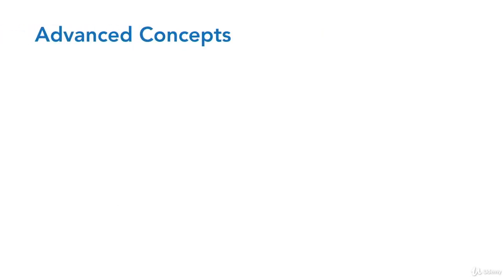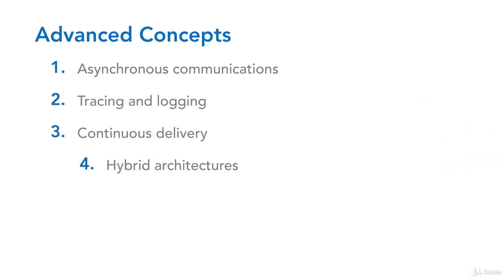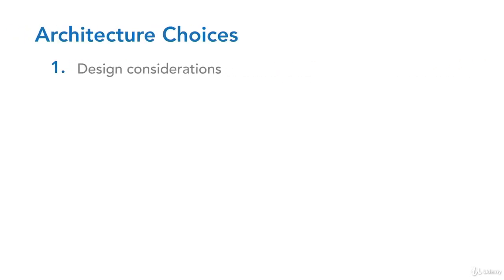After we have a footing on the core concepts, I'll dig into more advanced areas of the architecture, including event-based asynchronous communications, tracing and logging in the system, and various hybrid architectures. We'll finish up looking at the architecture choices you need to make, design considerations, managing the trade-offs, and the need for edge services using real-world examples.